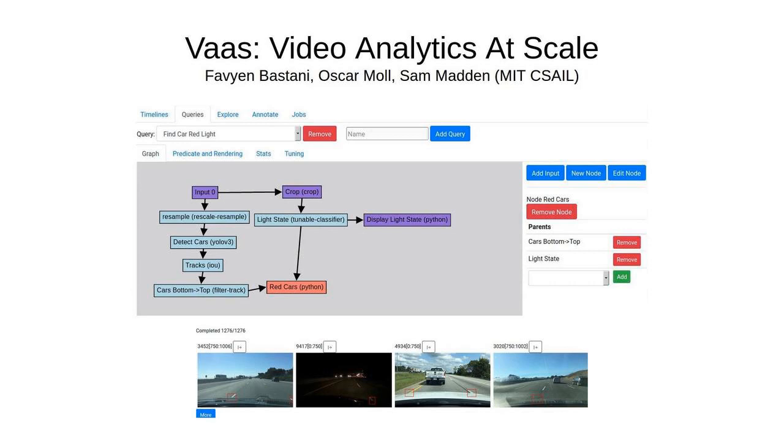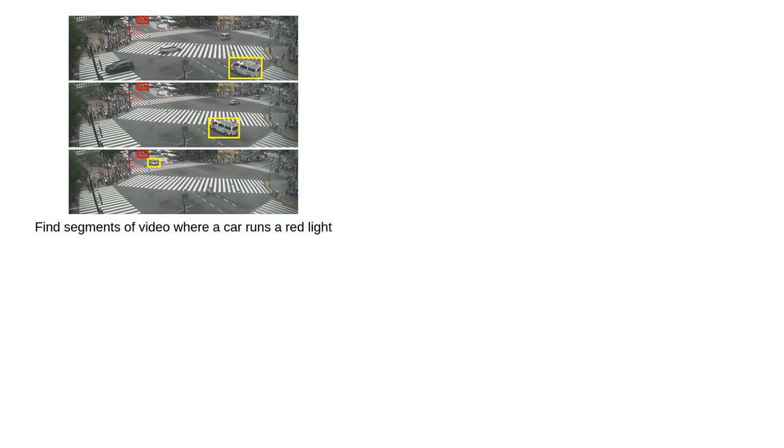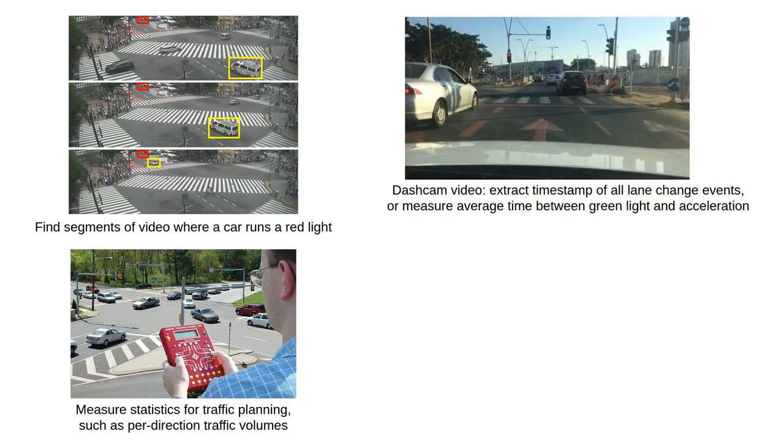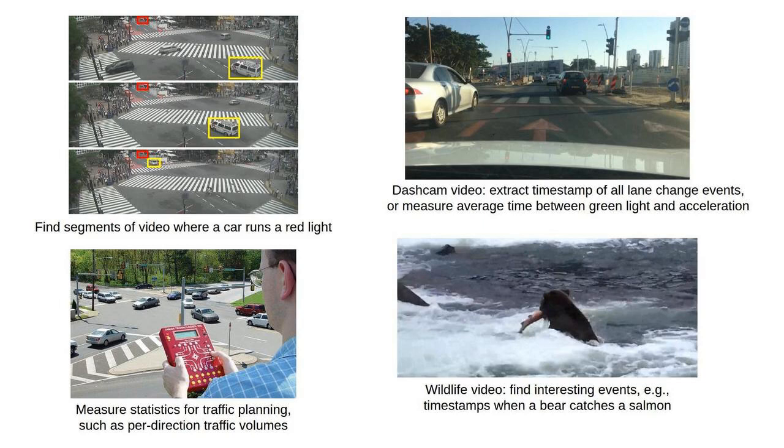Vaas accelerates the development and execution of a wide range of tasks. And just to introduce some examples of the kinds of tasks we're talking about, in traffic camera footage, an analyst may want to find segments of video where cars run red lights, or perhaps measure the per-direction traffic volumes. In dashcam video, we could use Vaas to measure, for example, the average delay between a light turning green and a car starting to accelerate. Or in wildlife video, we could find various interesting events like when a bear catches a salmon in the video.